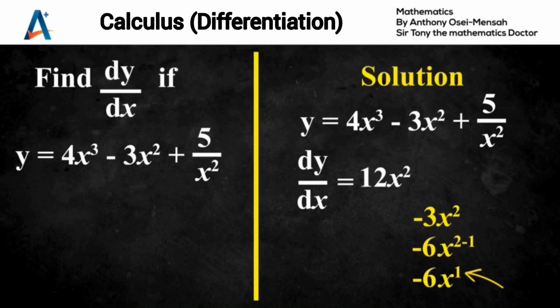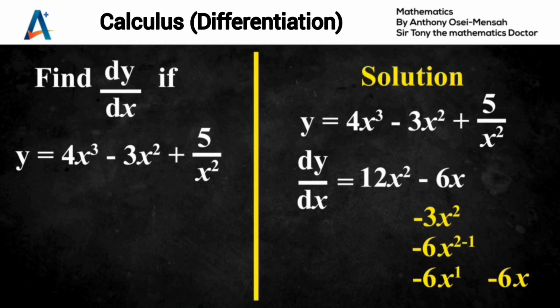And the power of 1 for a particular number or variable means no power. So we are going to get minus 6x. So minus 6x will be the differentiation for minus 3x squared. So when you differentiate minus 3x squared, you are going to get minus 6x.